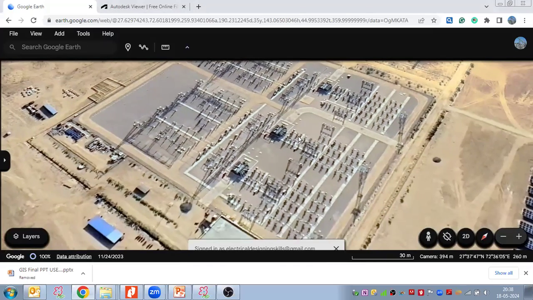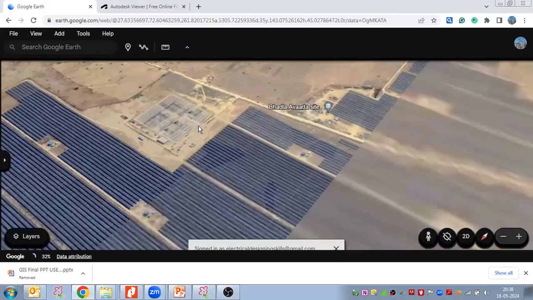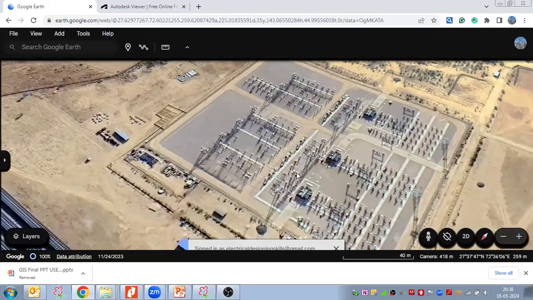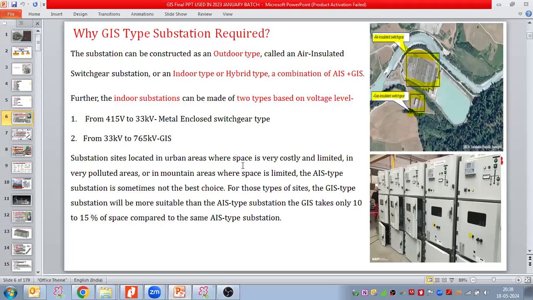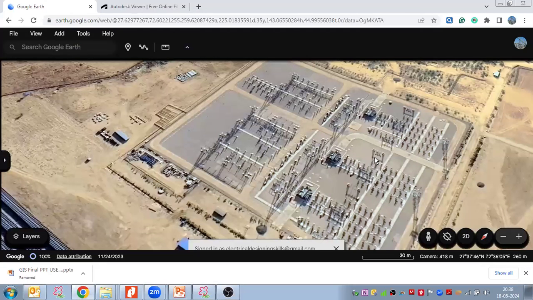If you see these substations, which is a solar power plant substation, between the equipment the air is working as an insulating medium, right? So we call this type of substation an air insulated switchgear substation, or AIS substation in short. This is one way of doing the construction or installation of substations. That would obviously be an outdoor type substation, because we are using air as an insulating medium, so we have to install it as an outdoor substation.